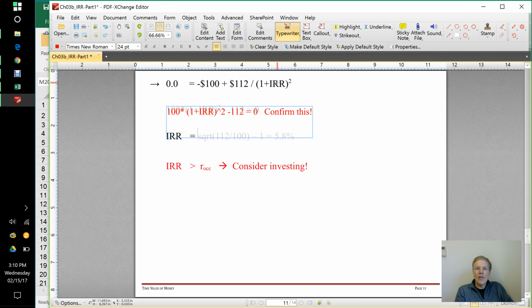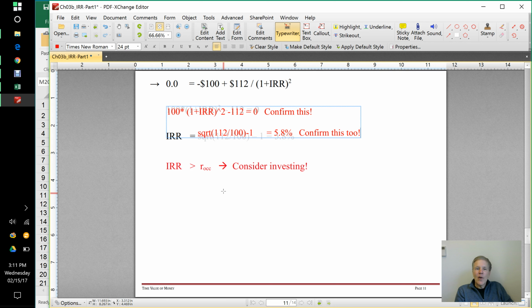This equation up here for IRR, I'm not so sure about, but once we simplify it, I think we can do that. So the IRR is going to be the square root of 112 over 100 minus 1. And if you work that out, what I got for that is 5.8%. And I'm going to say confirm this too. You need to be able to do all of this algebra by hand with just a simple calculator.